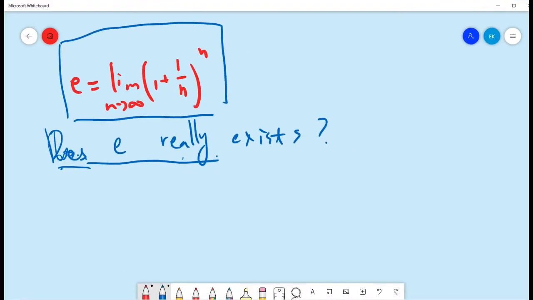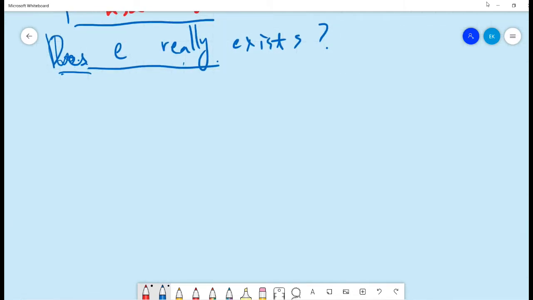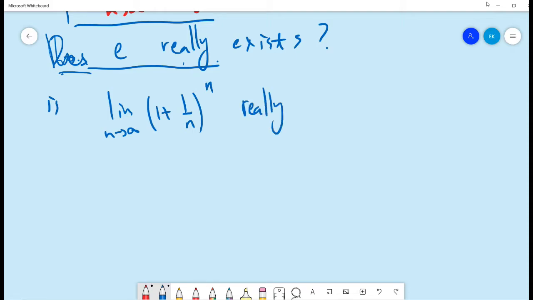Because in calculus, people always say, oh, this is the definition for e, then blah blah blah, and you can do the following calculus, derivatives, L'Hopital's rule, and when you go to the second year, you start solving ordinary differential equations. But does e really exist? I mean, does the limit as n goes to infinity of (1 + 1/n)^n really exist?